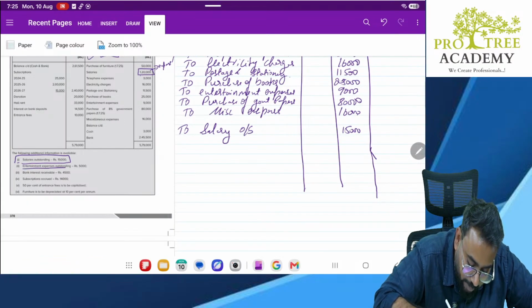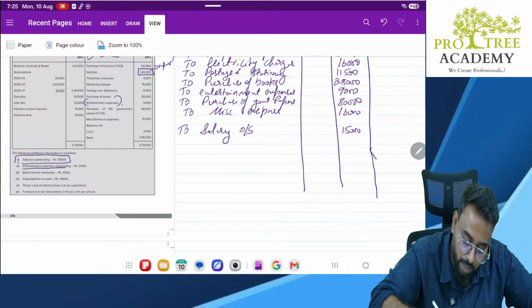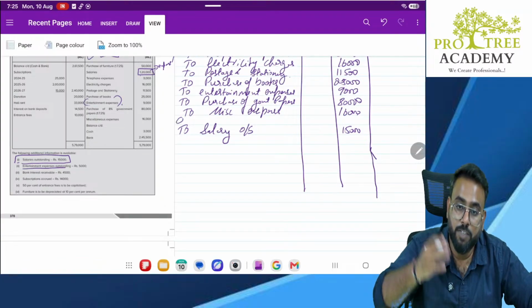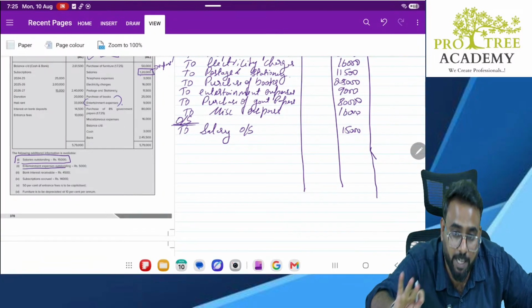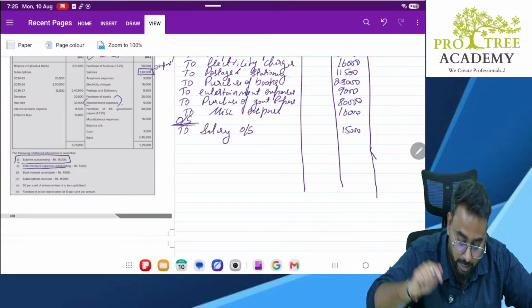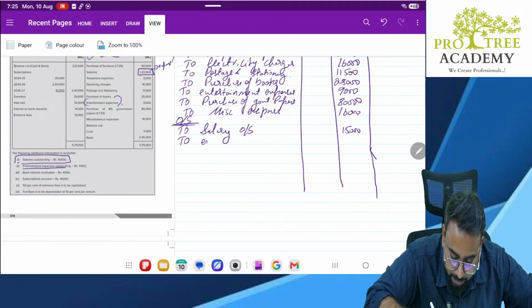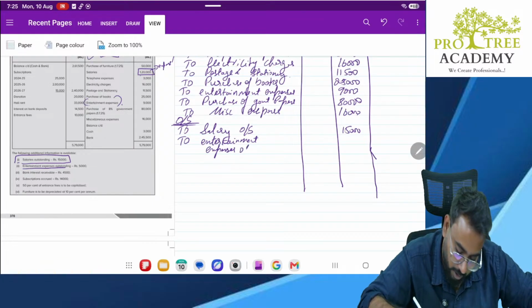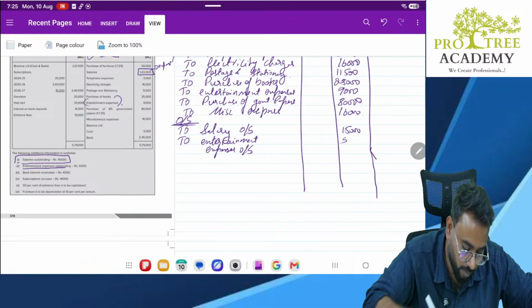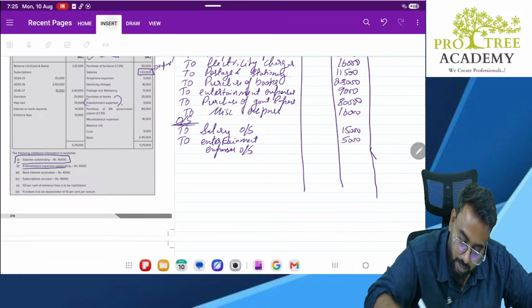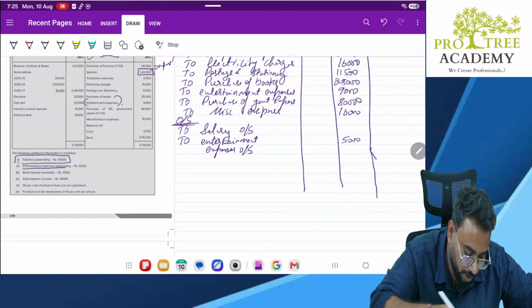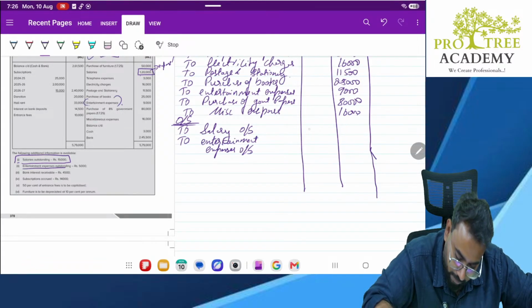Next, to entertainment expense outstanding. See, this entertainment expenses is already paid, but there is something called outstanding, which is also expenditure of the current year, but not yet paid. Yes. So we have to show it in income and expenditure. To entertainment expenses outstanding. How much? 5,000. Okay, so outstanding expenses, we can put one shot outside. Correct or no? Yeah. 15,000, 5,000.